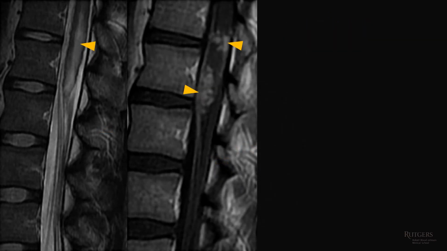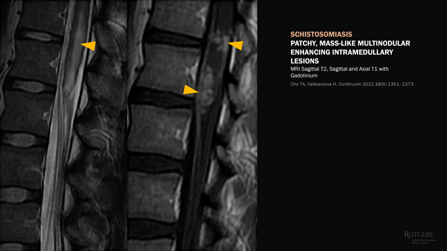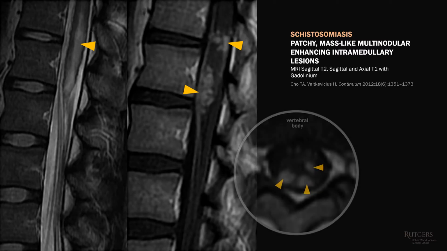This is the fifth type of MRI lesion seen in infections. Here we have a sagittal T2 and a sagittal T1 with contrast, showing patchy, mass-like multinodular enhancing intramedullary lesions of schistosomiasis. Here is the enhancement on the axial slice.